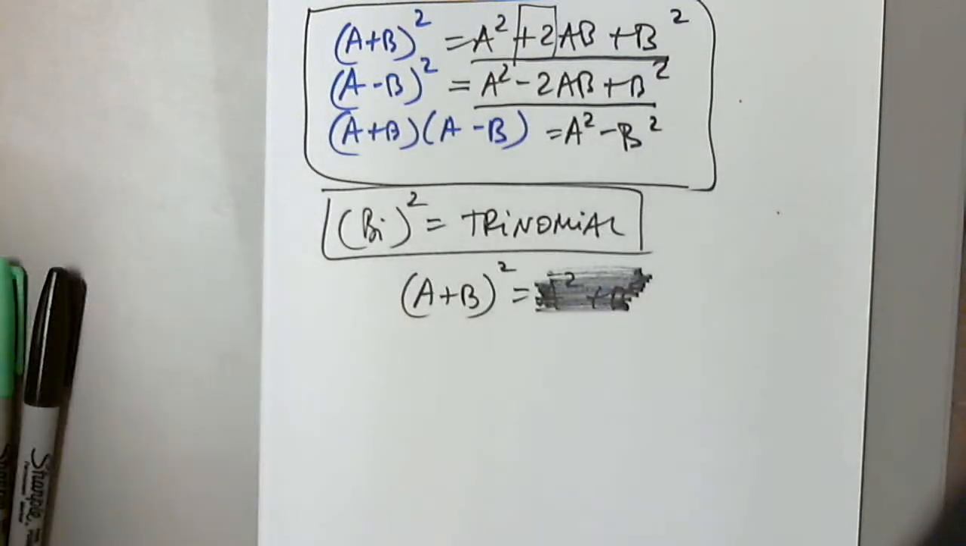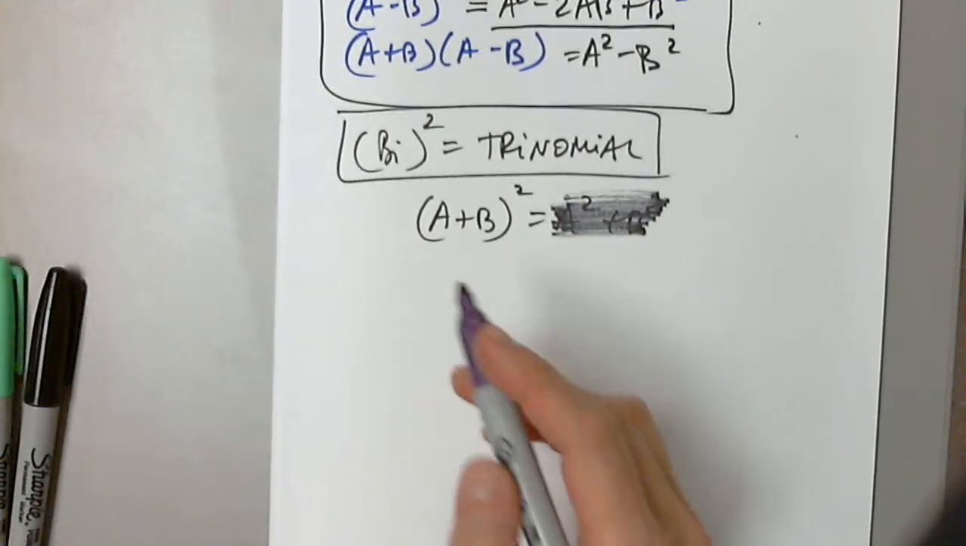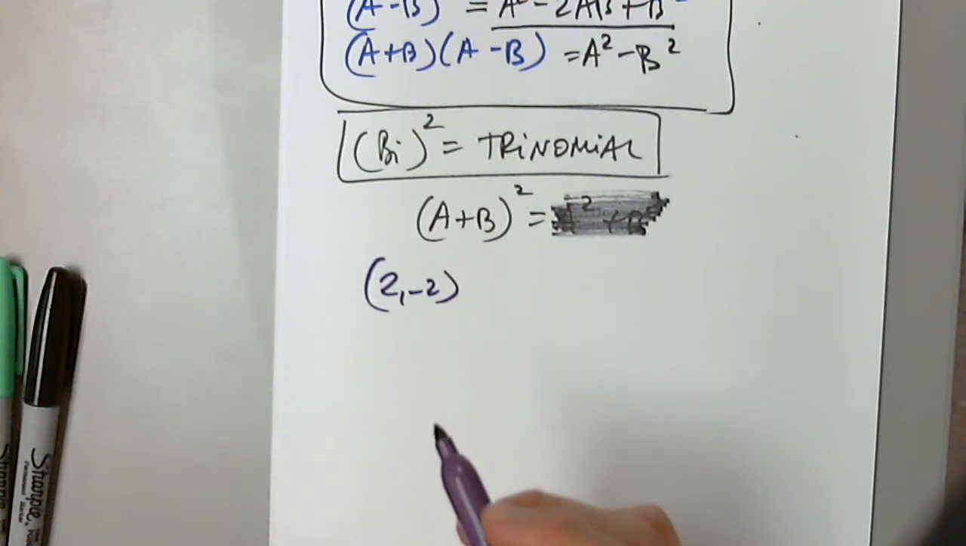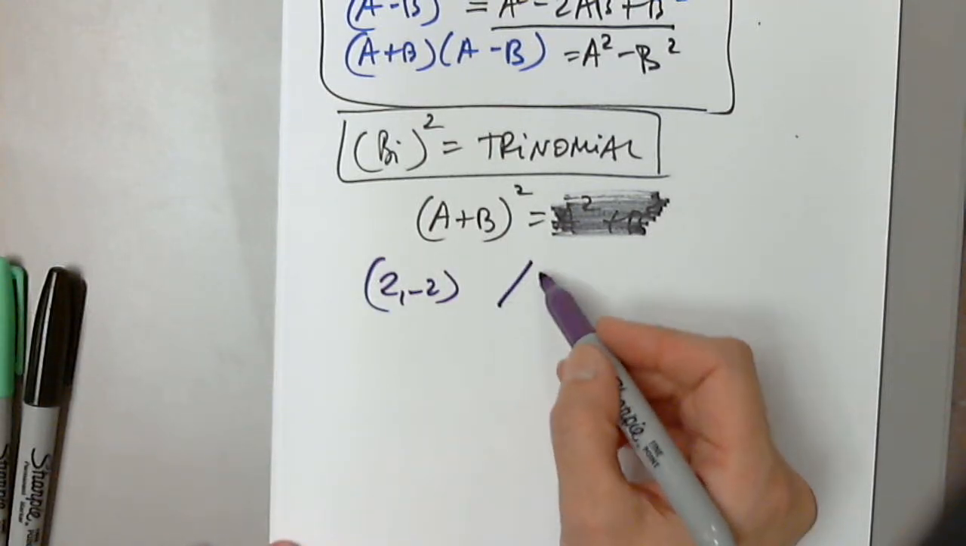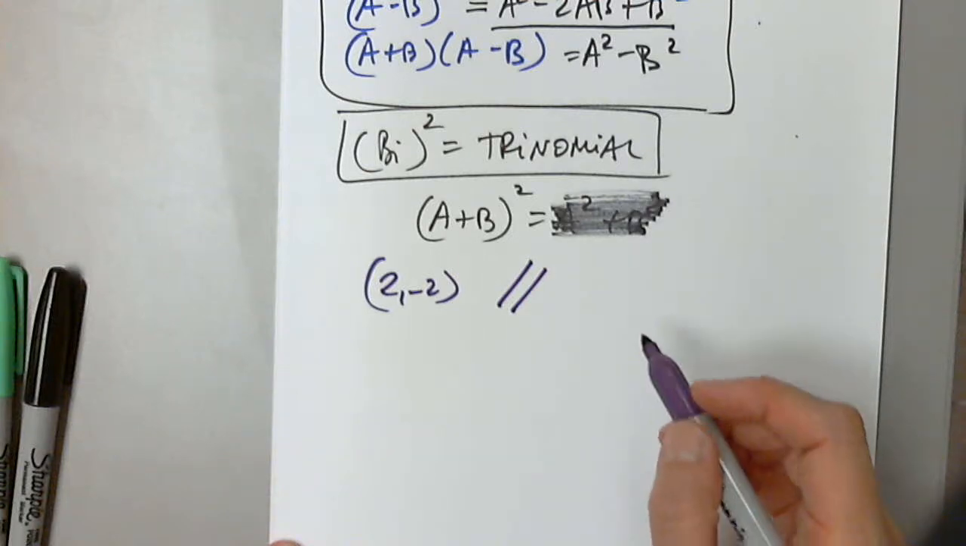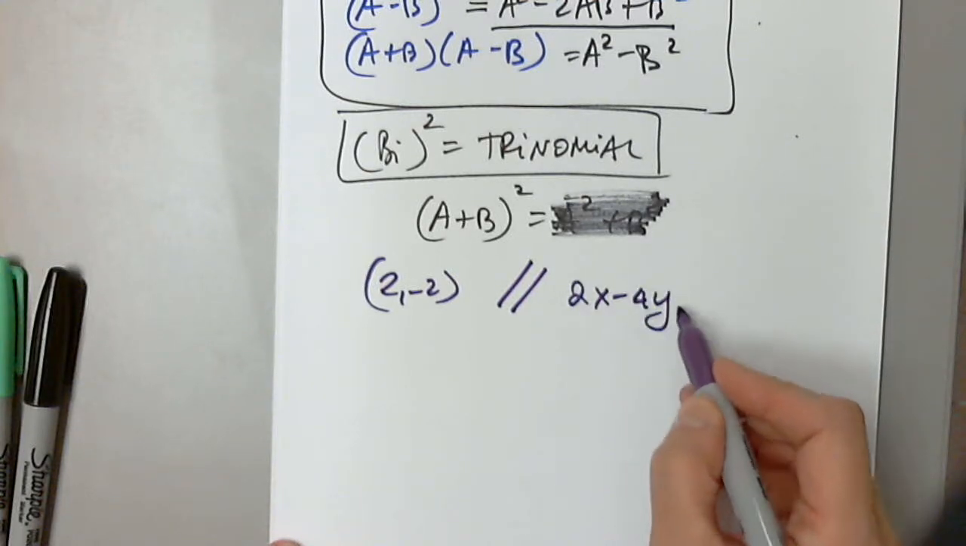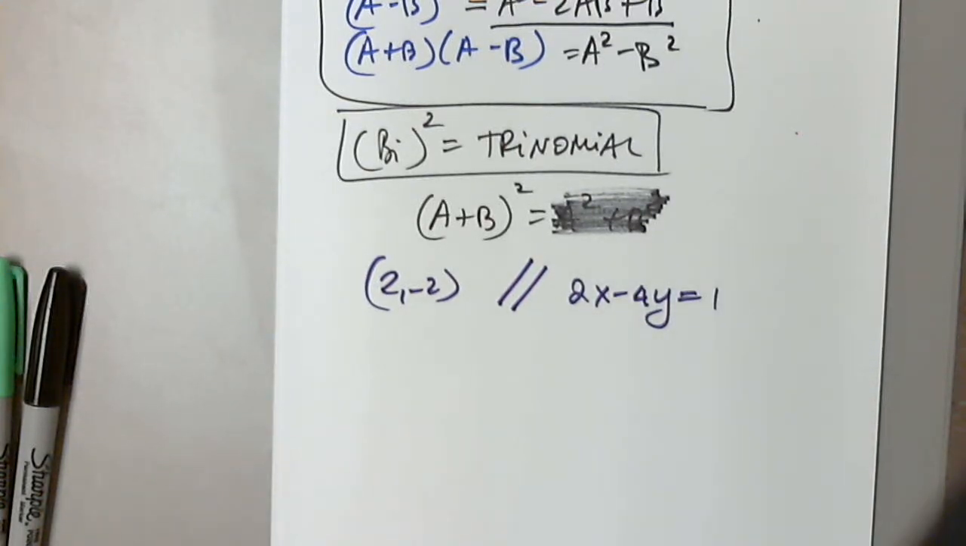Okay, perfect. So we have a point. The point is (2, -2). And the line that passes through this point is parallel to 2x minus 4y equals 1. We are asked to find the equation of that line.